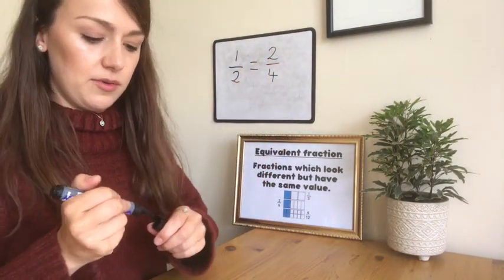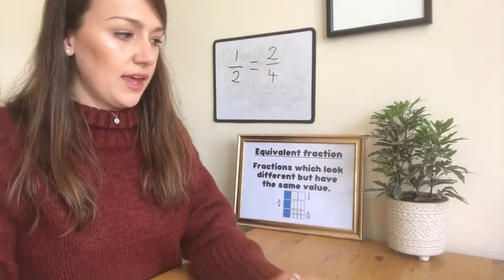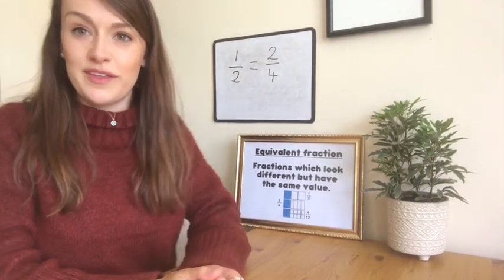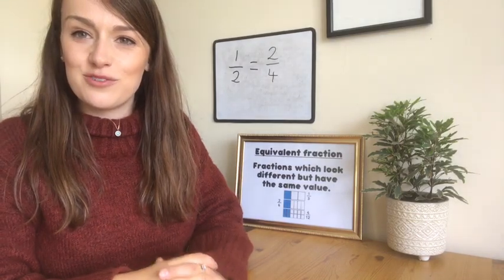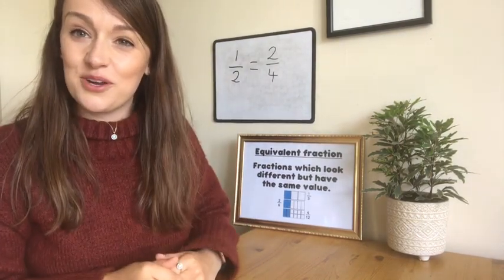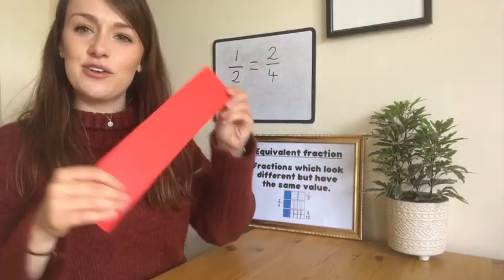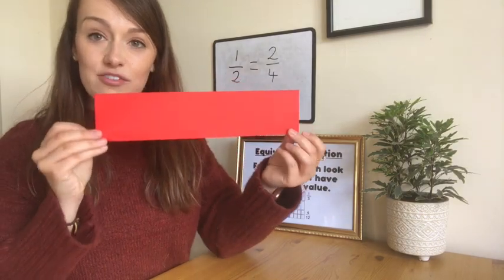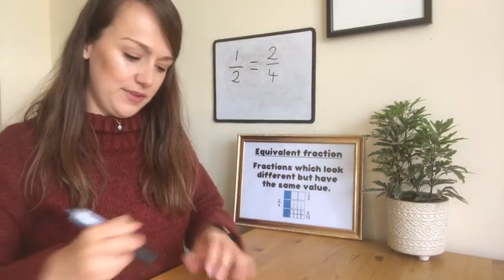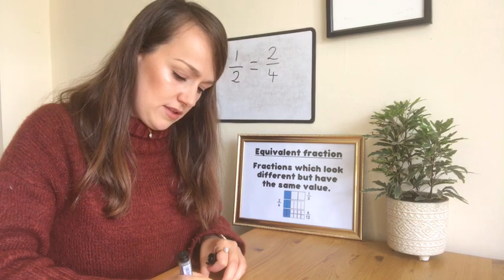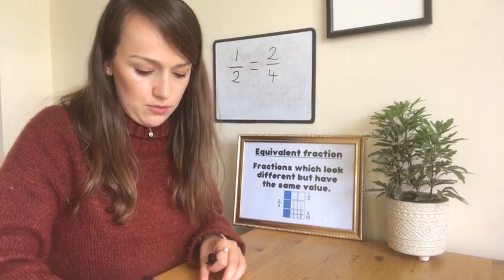Okay, so I'm going to show you how you can make a fraction wall using this information, and then from your fraction wall you can find lots of different equivalent fractions. Okay, so you're going to start with a strip, and this strip is your whole. One whole.